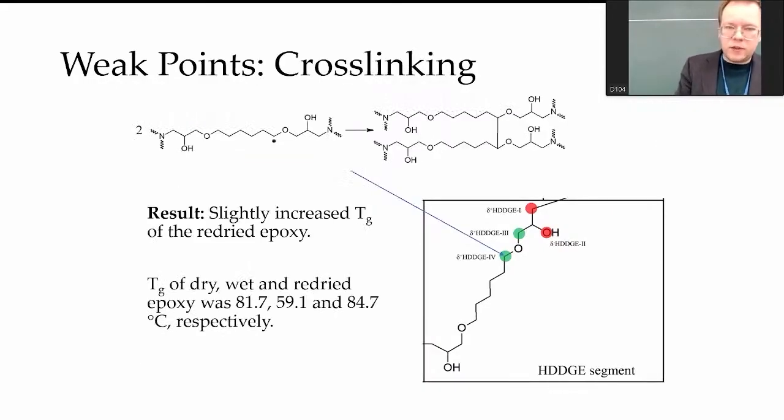So here's a bit of an explanation of what happens. For example, there's cross-linking, which affects the glass transition temperature of the epoxy. And so when we redry the material to the initial state, we cannot regain all of the properties that we had before the aging, even if we have the same content of water.